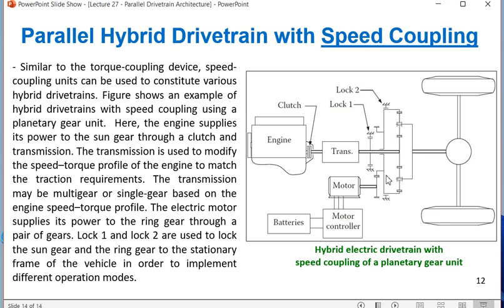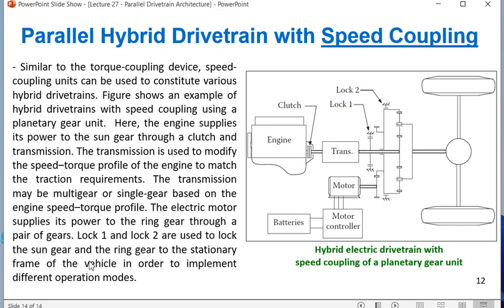Transmission may be multi-gear or single gear. That means either you can put clutch in engine and this motor as well, or you can put clutch only in engine. That is called as a single gear system. So the transmission may be multi-gear or single gear based on the engine speed torque profile. Electric motor supplies its power to the ring gear through a pair of gears, lock 1 and lock 2.